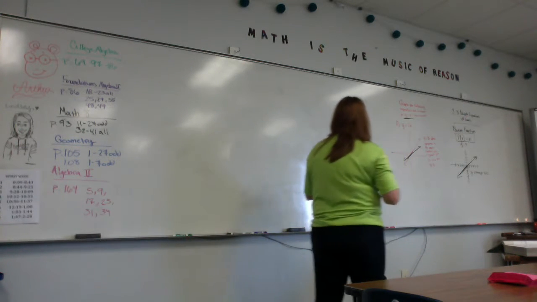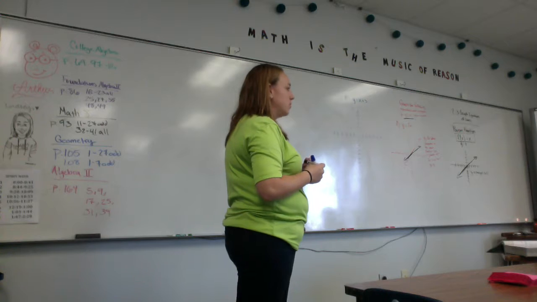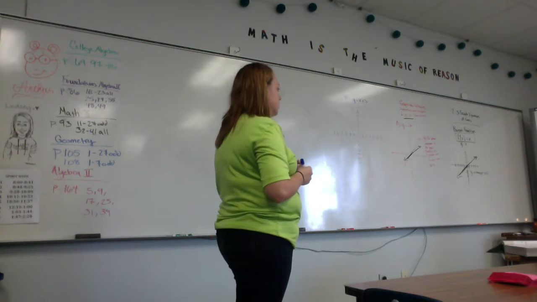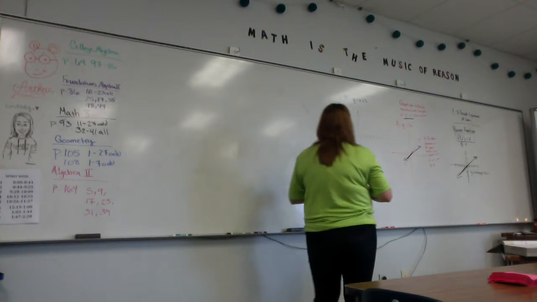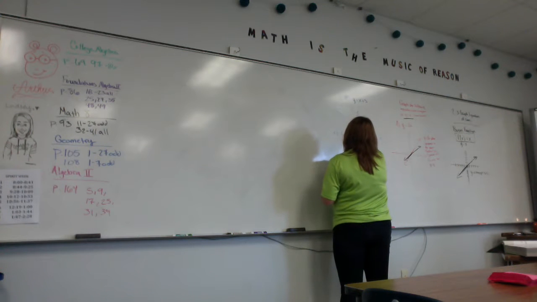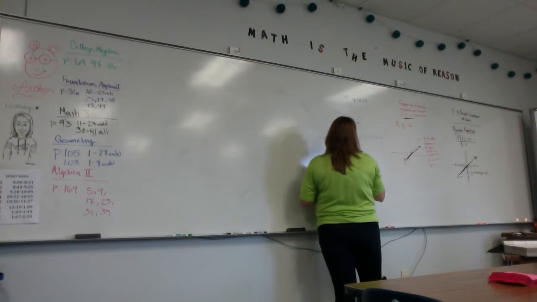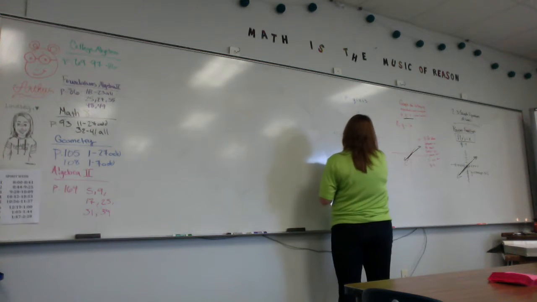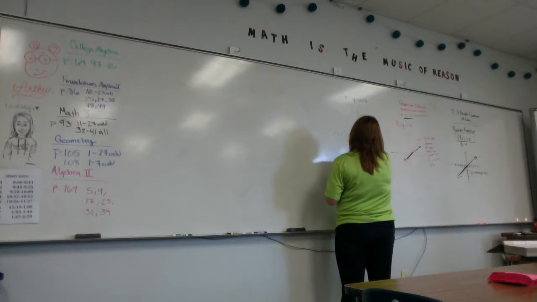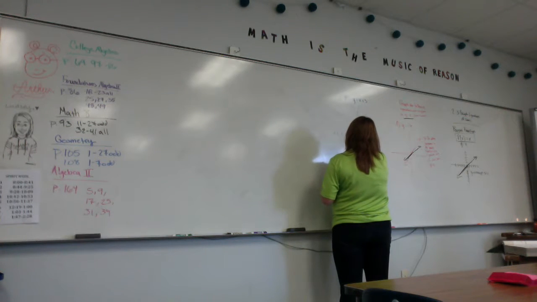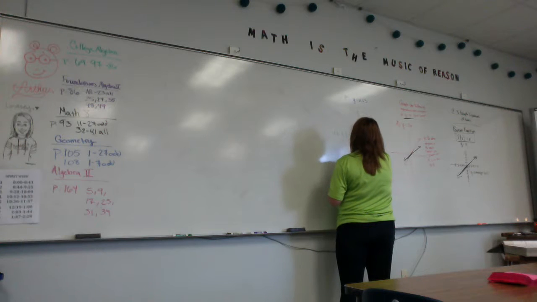What am I going to do to graph that? Where does that one start? What is my y-intercept? 3. 3, 0 is my y-intercept. So I'm going to start here. And then what is my slope? 1. So up 1, over 1, up 1, over 1. Okay. Here is my line.